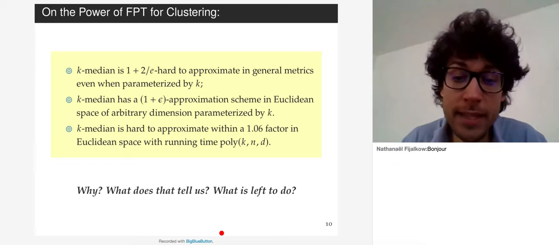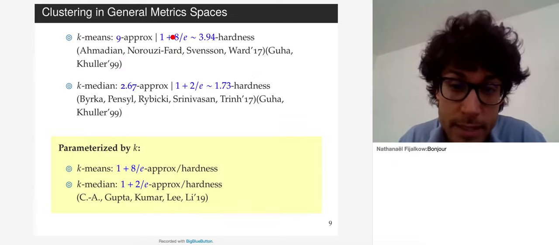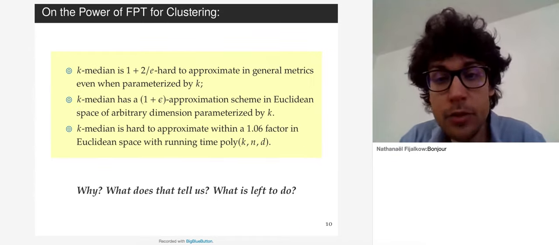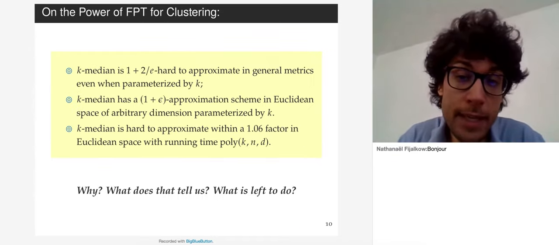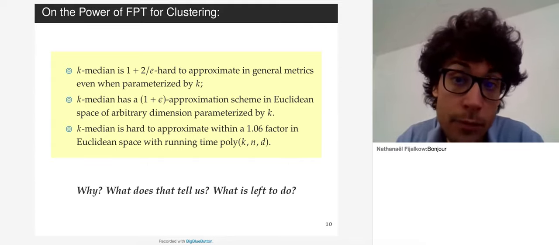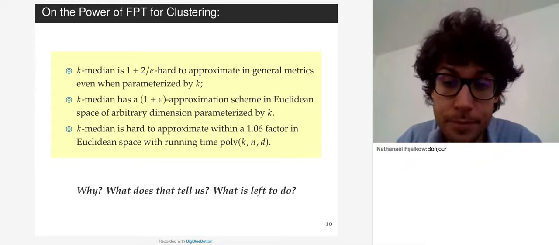Okay, so in general metrics, the bounds, as we see, are tight, even parameterized by k. In the Euclidean case, you can get 1 plus epsilon parameterized by k, and you can't get it if you have full polynomial time.